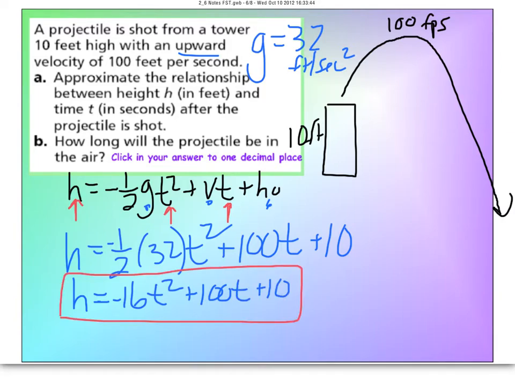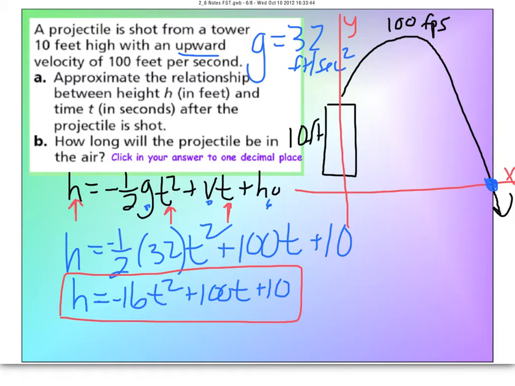Now part B wants to know how long the projectile will be in the air. So if you imagine that the picture of this parabola was sketched on graph paper, if this is the x, y axis here, they want to know how long it's going to be in the air. So really, the question is when will it hit the ground? So if this is the ground right here, this is where we want to find the x-intercept or the zero of this function. So again, to find the x-intercept, we set y, or in this case h, equal to 0 and solve.